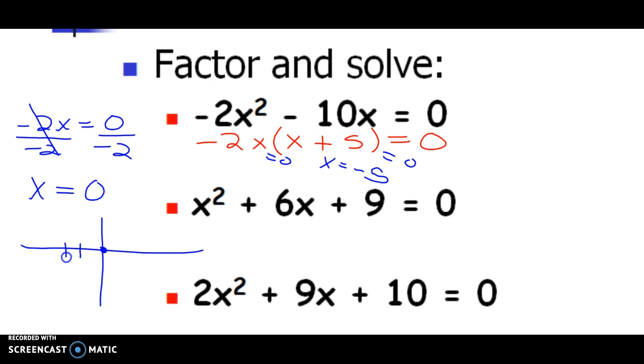So this quadratic crosses the x-axis at negative 5 and 0. And would this one open up or would it open down? Down, and how do we know that? It's pretty easy. There's a negative a value. Good. So we can kind of have a general idea of what this is going to look like. It'll look something like that.